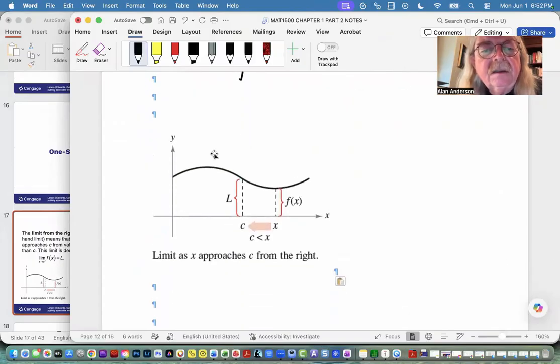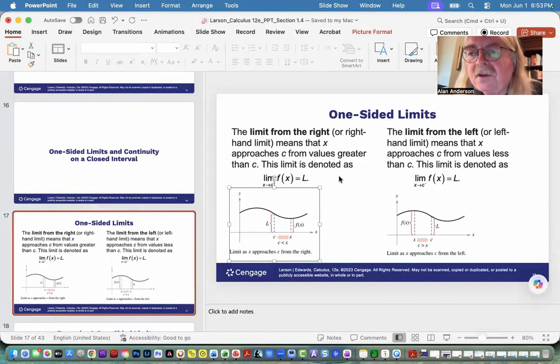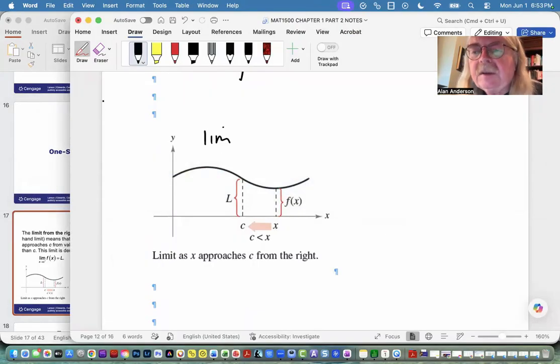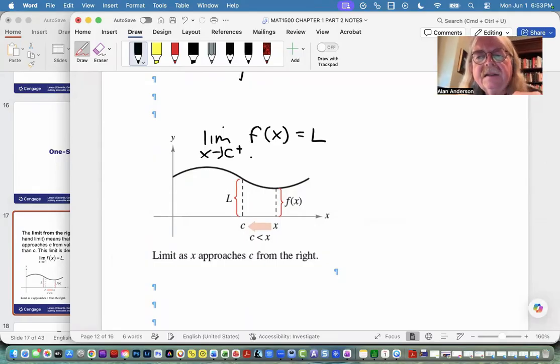The limit here, you notice the arrow's pointing to the left, which means that we're approaching from the larger numbers. So while it might sound backwards, it's written like this. So this means that as x approaches c from the right, the limit is L.